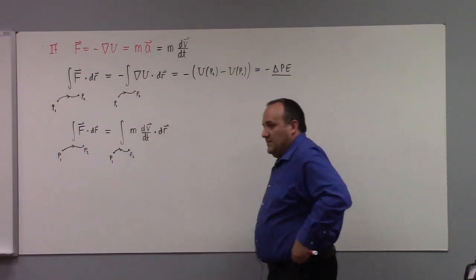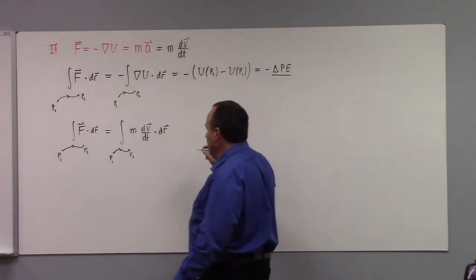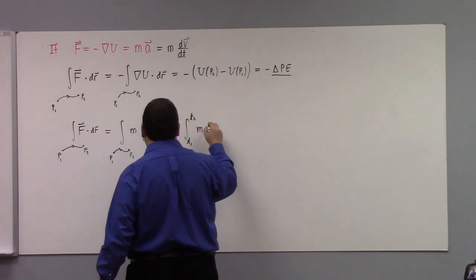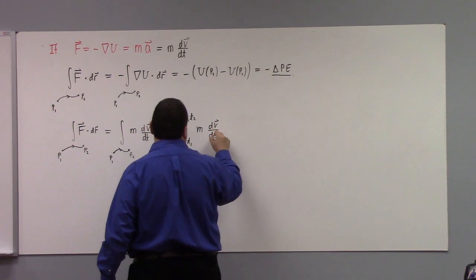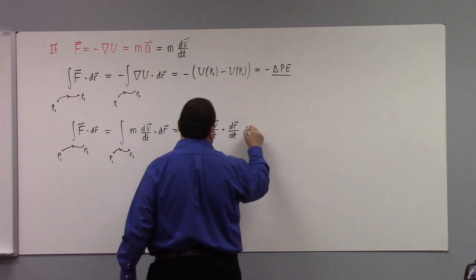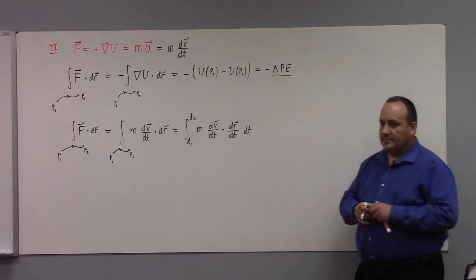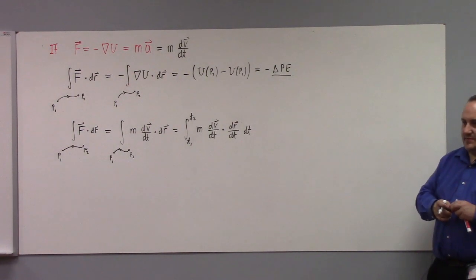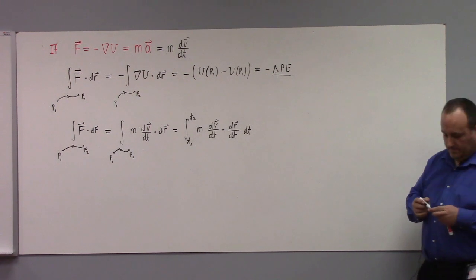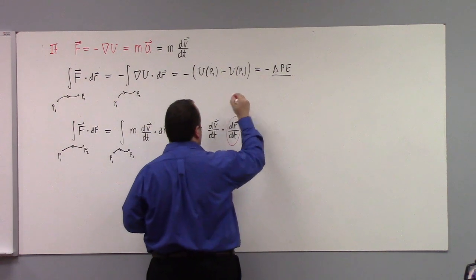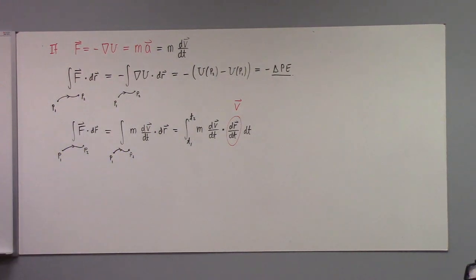Now, let's work this out. How do you calculate the work done? The way we do that is the integral from, say, t1 to t2 of m dv/dt dot dr/dt. That's how we actually calculate that integral. We look at the parameterization of the path with respect to time and suppose it goes from time 1 to time 2. What is dr/dt here? That's velocity, right? The derivative of the position with respect to time is the velocity, yeah?